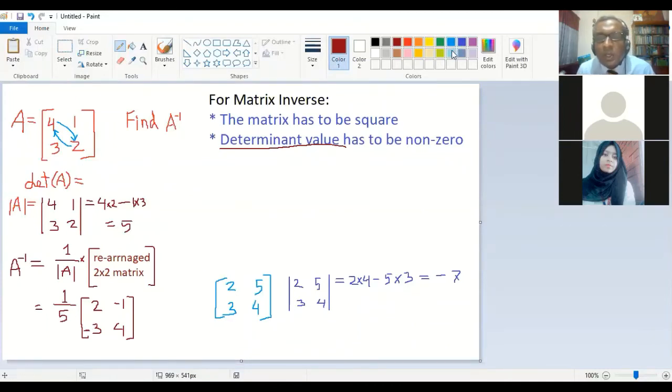What we are doing actually is negative: it was originally 1, so negative 1, and it was originally 3, so negative 3. So we are doing these two things. One is changing the position of the numbers in the major diagonal, and the second is putting a minus sign on the other numbers, but not changing their position. Same position, same value, just putting minus. Now you can multiply all these numbers by 1 by 5. Why 1 by 5? Because 1 by 5 is on the outside.